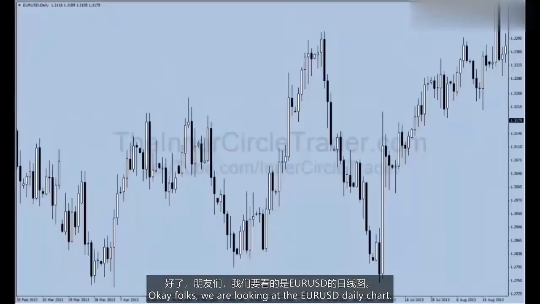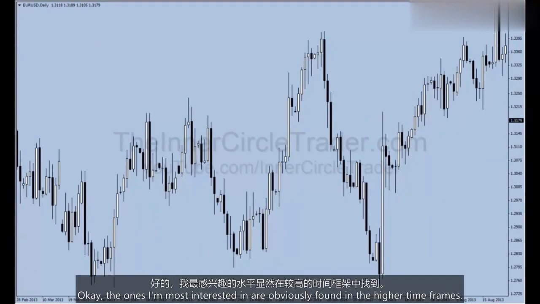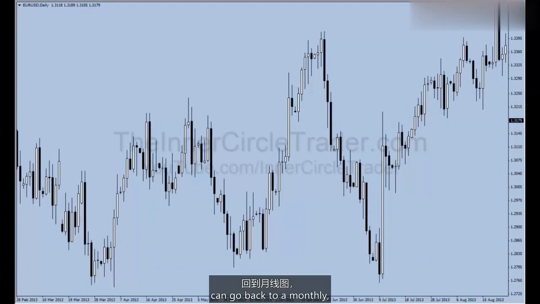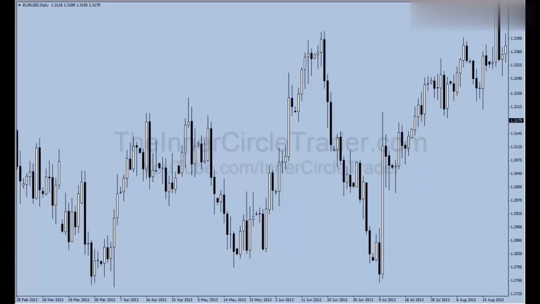Okay folks, we are looking at the Euro USD. This is a daily chart, and when we're looking at reaction levels, the ones I'm most interested in are obviously found in the higher time frames. Now, you can go back to a monthly or a weekly chart and look for these types of levels as well, but for the sake of this teaching series, we're just going to focus on the intermediate term market, and that's going to be divided at the daily and 4-hour.